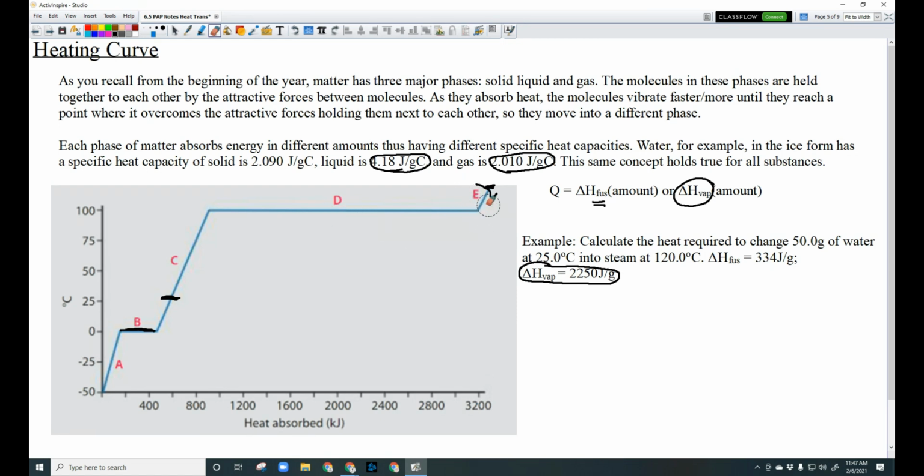So in order to do this problem, we're going to have three calculations. One calculation is going to be to heat the water from 25 to 100. One calculation is going to be to change it from a liquid to a gas. And the third calculation is going to be heating up the gas from 100 to 120. So we're going to have three Q's for this.